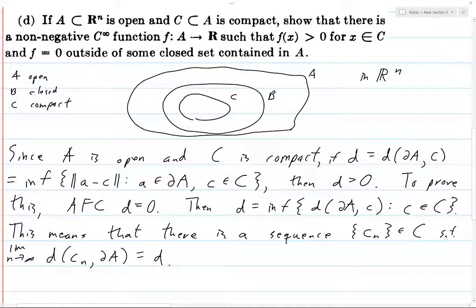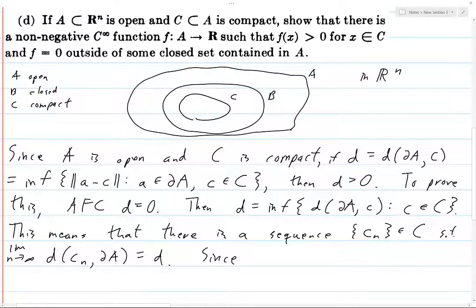This is just sort of built into the way that infimums are defined. If D is the infimum of all things of this form, then it doesn't necessarily mean that there is some element c in the compact set C which attains this infimum, but it does mean that there is a sequence that will allow you to get arbitrarily close to this infimum. Okay, so we have the distance between this c_n and the boundary of A goes to D.